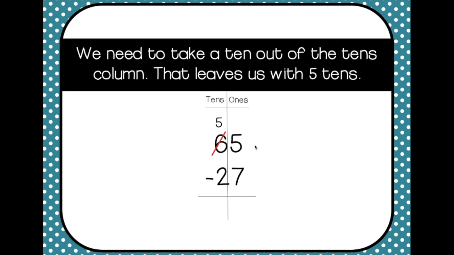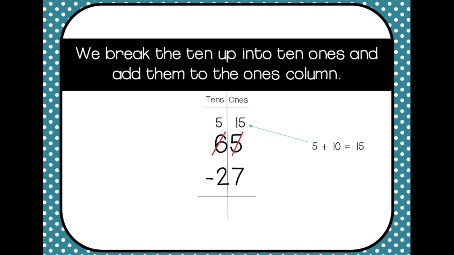So we're going to need to take a 10 out of the tens column. So we cross out the 6. We have 6 tens here. We cross them out. We take a 10 out, so we have 5 left right now, 5 tens. Then we break the 10 that we just took out of the tens column. We break it up into 10 ones, and we add them to the ones column.